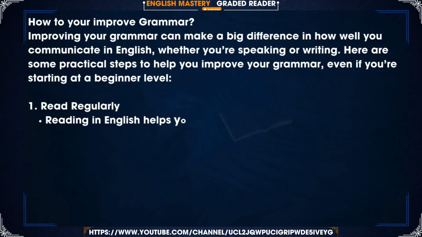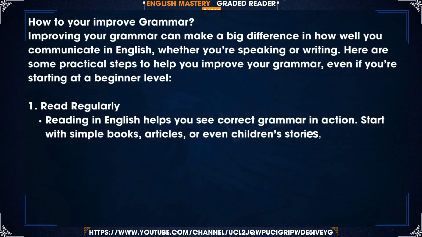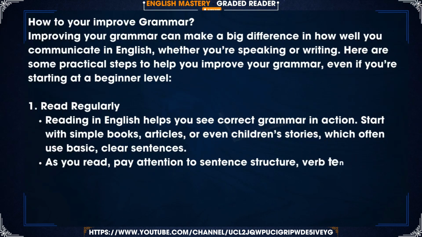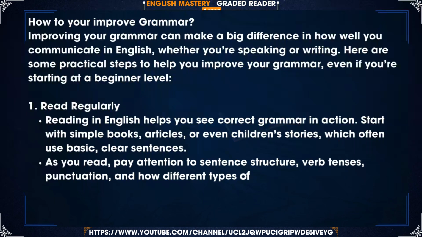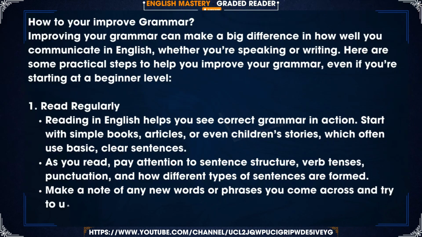One, read regularly. Reading in English helps you see correct grammar in action. Start with simple books, articles, or even children's stories, which often use basic, clear sentences. As you read, pay attention to sentence structure, verb tenses, punctuation, and how different types of sentences are formed.